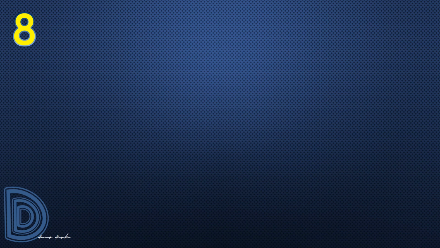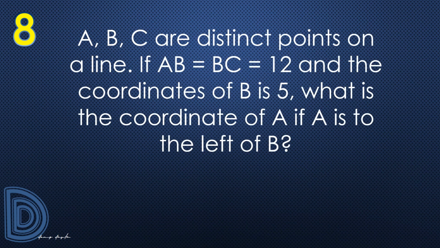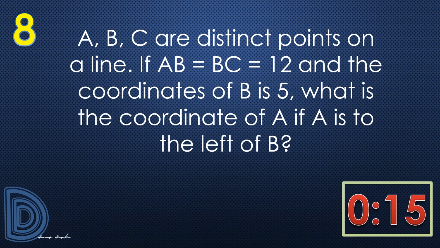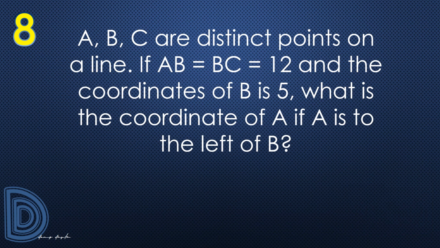We're now in question number 8. A, B, C are distinct points on a line. If AB equals BC equals 12 and the coordinate of B is 5, what is the coordinate of A if A is to the left of B? Go. Time is up. The answer is -7.